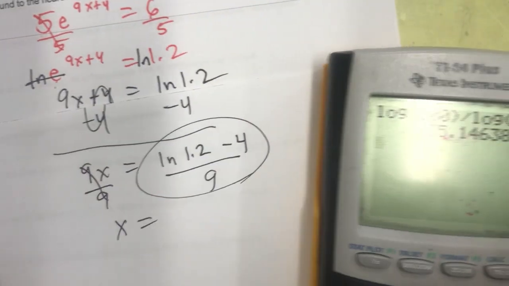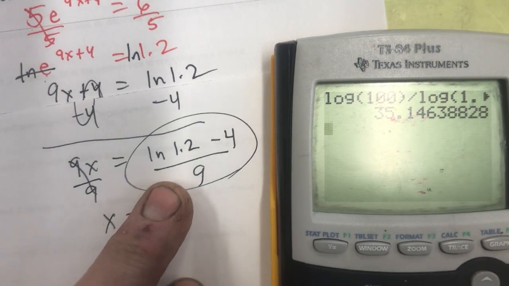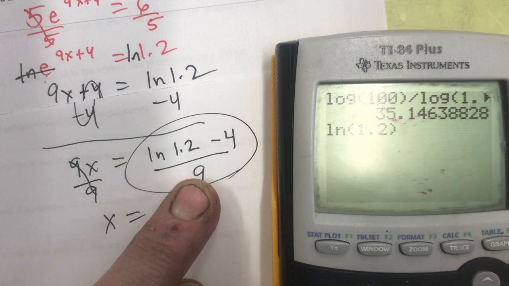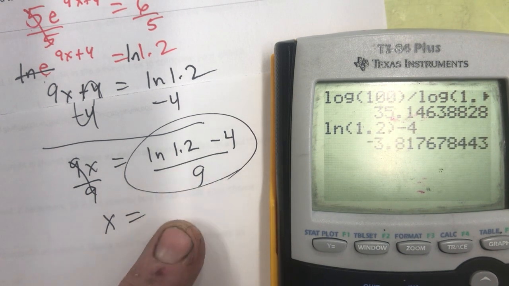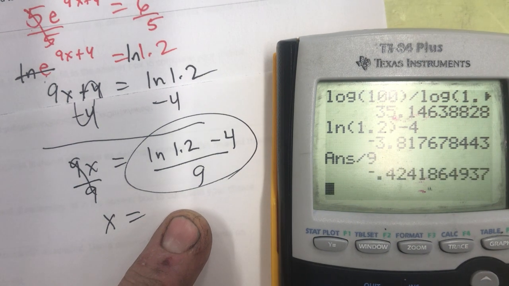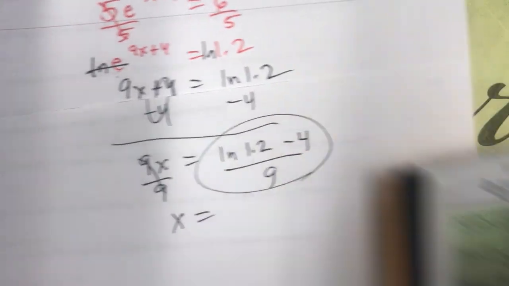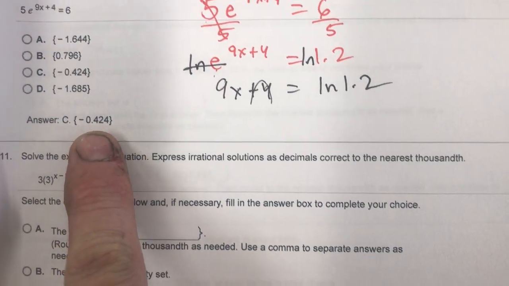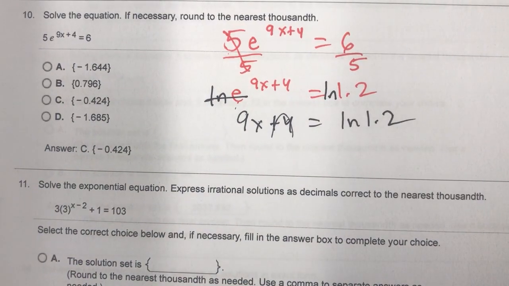Okay, this is going to be natural log 1.2, close it up, and minus 4, hit enter, and then divide by 9. And negative 0.424. And there you go, we got it. Okay.